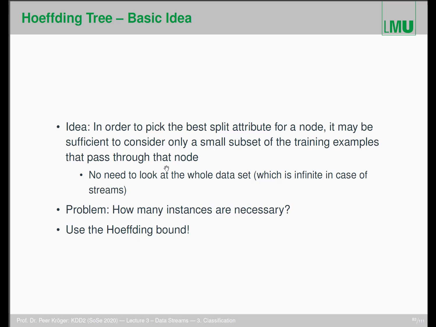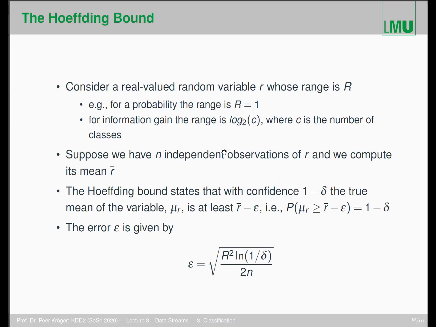So we do not want to look at the whole data set, which is impossible in the case of a data stream, but we just want to have a look at a small subset. And the problem is how many instances are necessary to make a valid decision. We talked about that on the previous slide. So we can use the so-called Hoeffding bound for answering that question. So what is the Hoeffding bound?